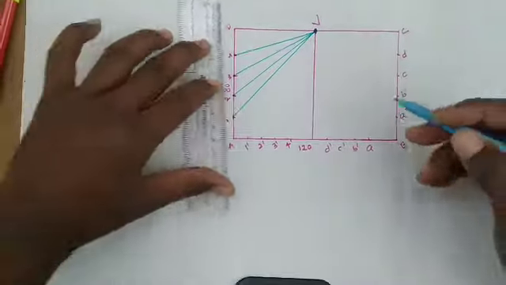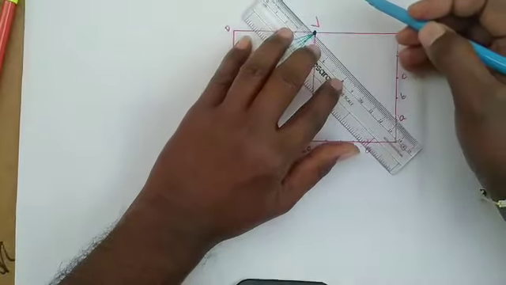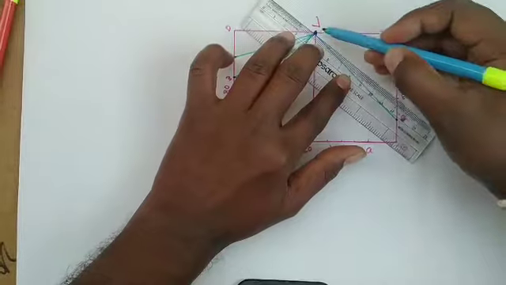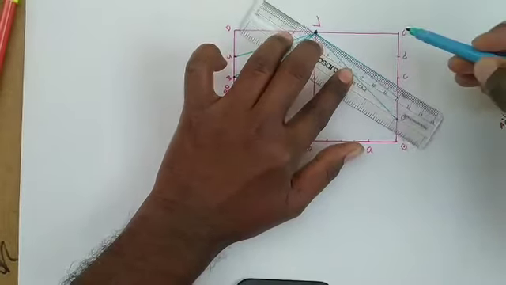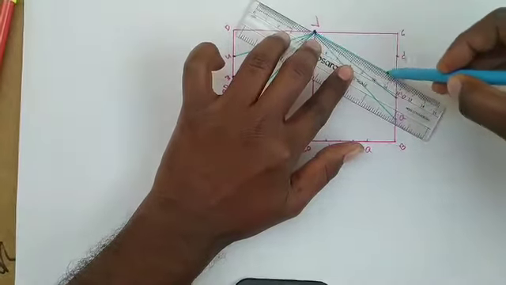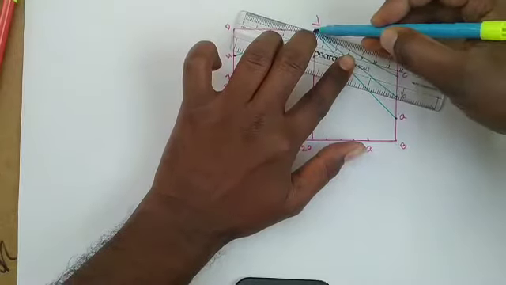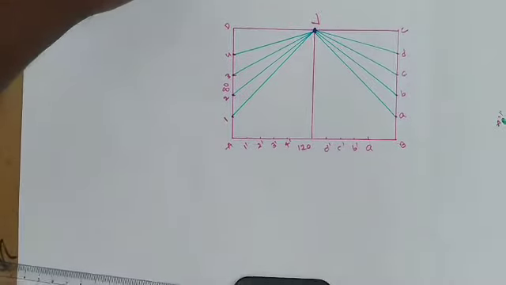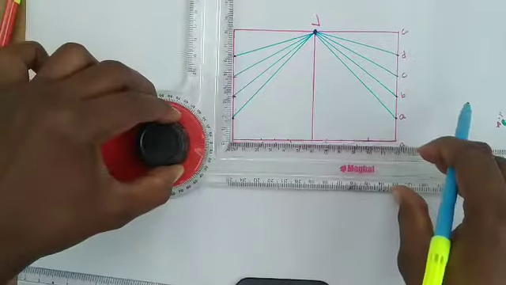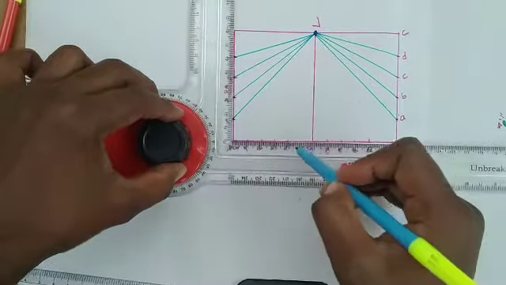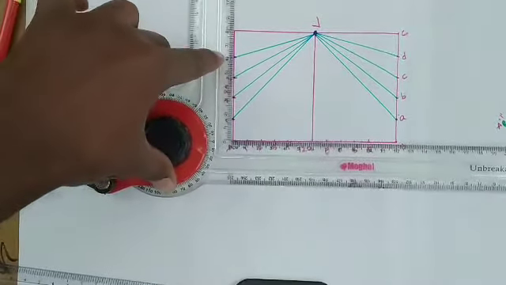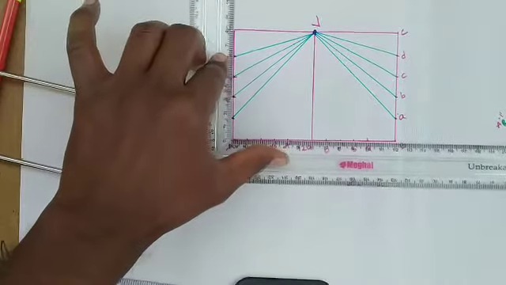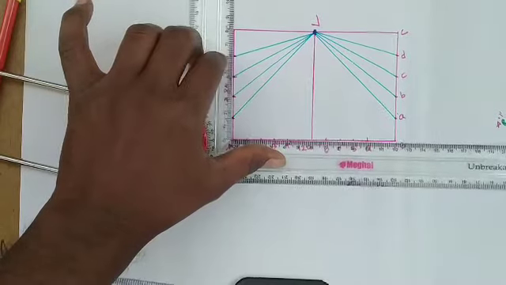Next, for this side, join V to A, V to B, and draw lines V to C and V to D. Observe carefully: keep one scale parallel to the baseline and one scale parallel to this height line.